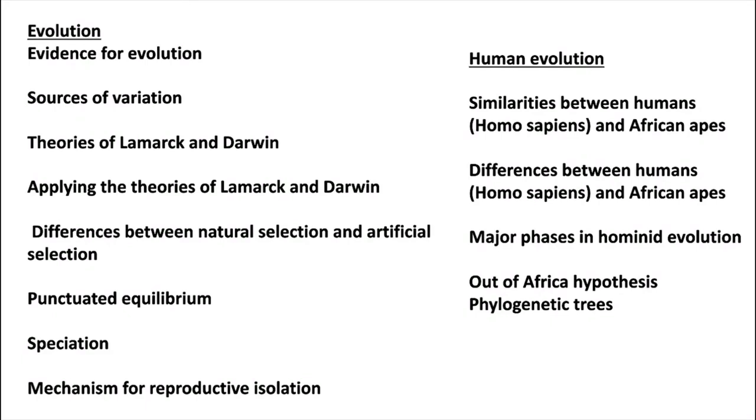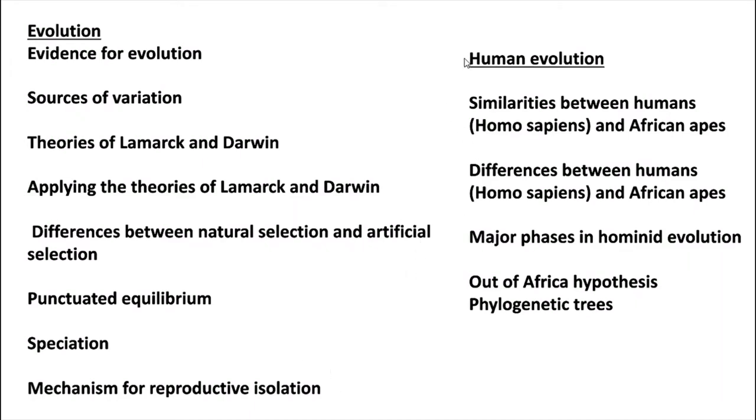Now for an example, for the topic of evolution, the important things in this topic are evidence for evolution, sources of variation, theories of Lamarck and Darwin, applying theories of Lamarck and Darwin, differences between natural selection and artificial selection, punctuated equilibrium, speciation, mechanism for reproductive isolation.